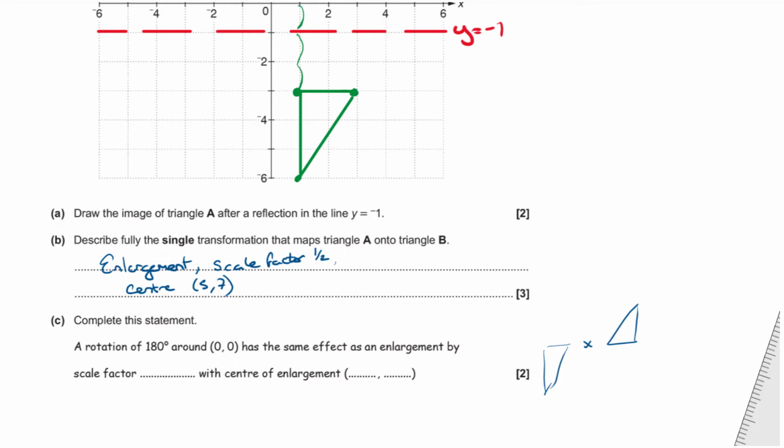So what is that the same as? That is the same as an enlargement centered on the origin, scale factor -1, isn't it? There's going to be a scale factor of -1 with center of enlargement 0, 0.